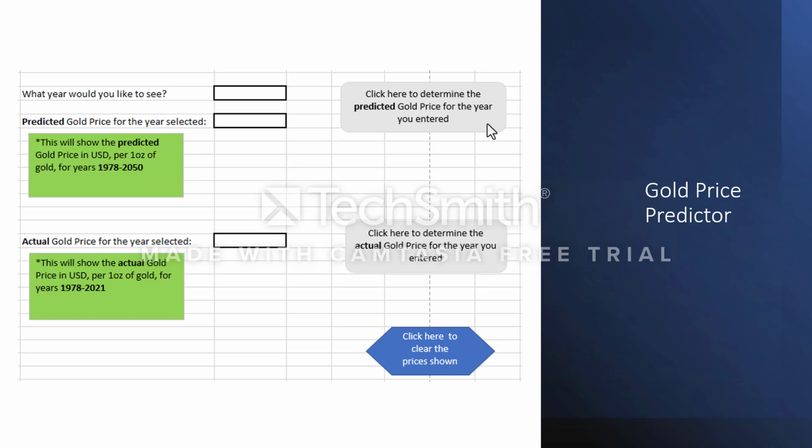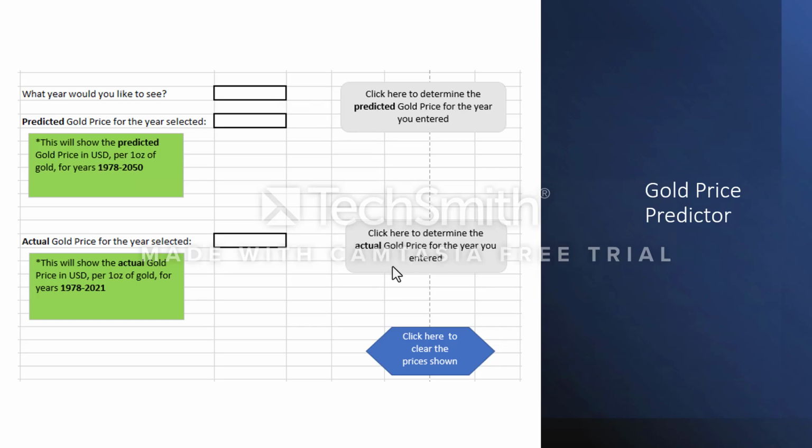So this first button here, let's start over here. The user inputs the year that they would like to look at, and by clicking this first button, they can then see the predicted gold price in US dollars for 1 ounce of gold, and this is for the years 1978 to 2050.